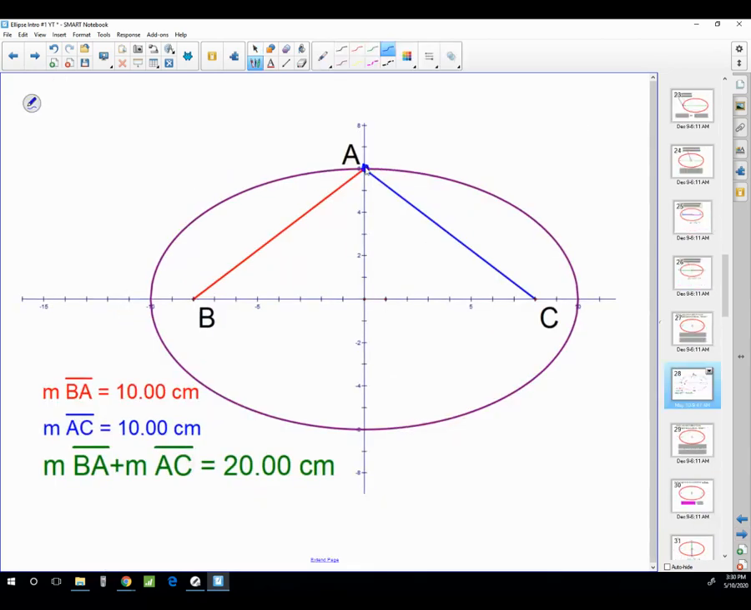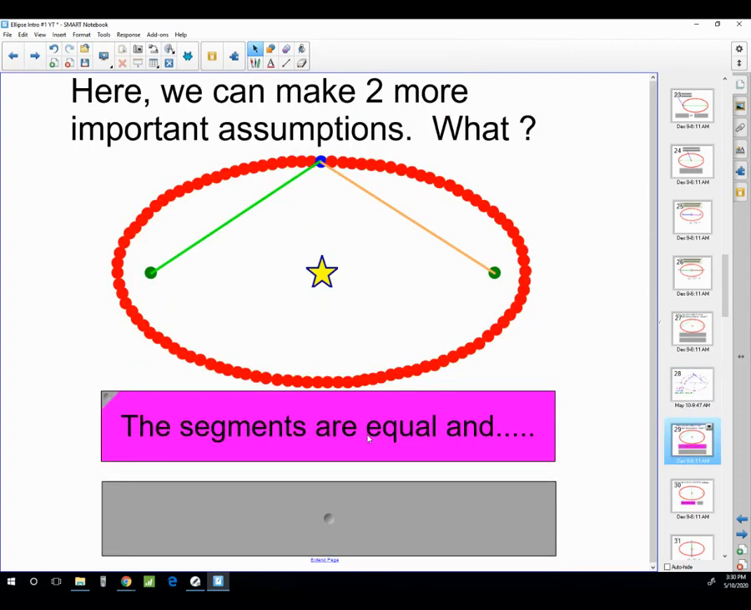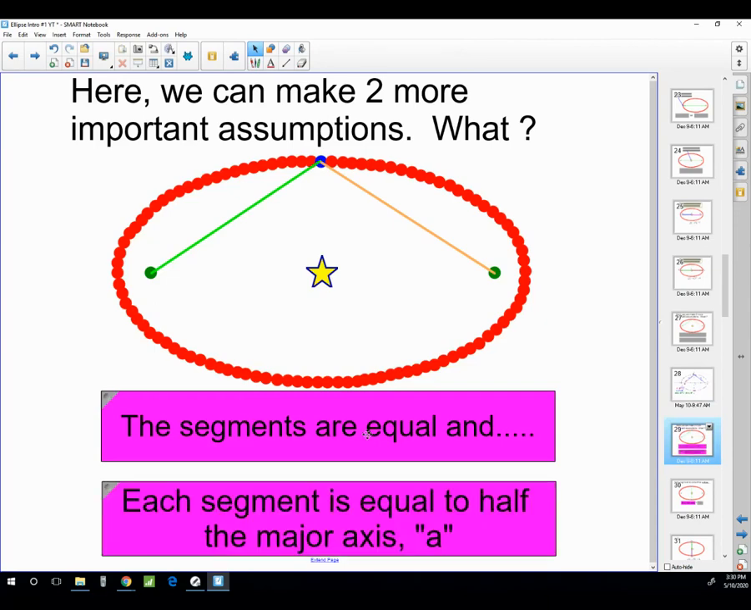Remember when this random point A was above the center? That these segments were both 10 in our model. Well, they're going to be equal in all ellipses, which is fantastic. And the assumptions that we can make, the segments are equal, and each of these is half the major axis. That's a big deal. Such a big deal that we love it.